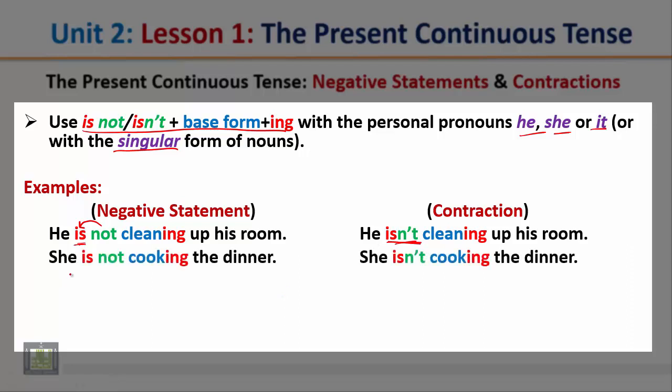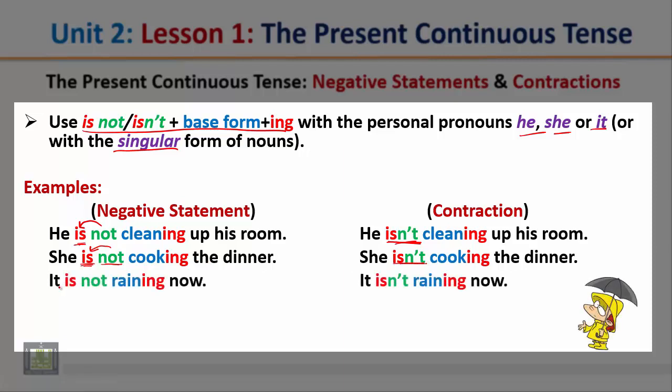Another example, she is not cooking the dinner. Again, notice that the word not is used after the verb. She is not cooking the dinner. The contracted form, she isn't cooking the dinner. Another example, it is not raining now. Again, the word not is used after the verb. It is not raining now. The contracted form, isn't. It isn't raining now.